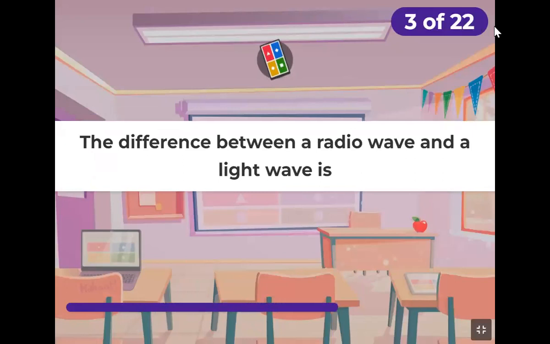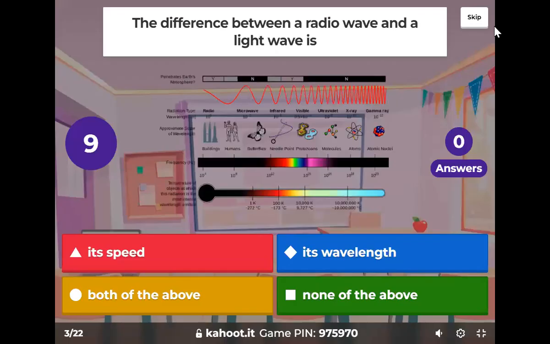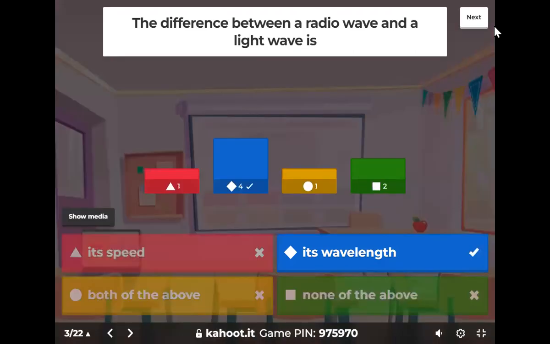Difference between a radio wave and a light wave. Wavelength, right? Remember, same speed. The speed's not different. Another choice that would have been good if it was up there was frequency. You could say different wavelengths, different frequencies. That's also okay. Same speed.